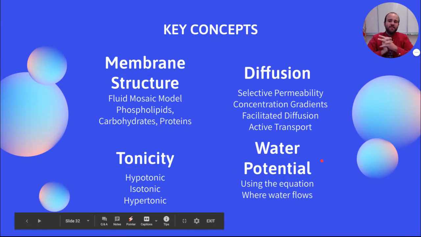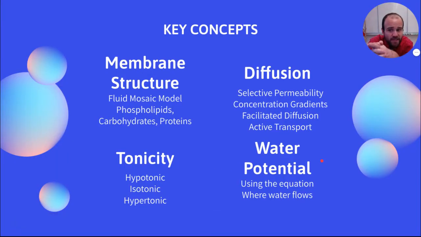So key concepts in this video: membrane structure, the fluid mosaic model, understanding phospholipids, and then the carbohydrates and proteins embedded in to give it its fluidity and the things it can do with cell-cell communication. Diffusion, remembering that it's a selectively permeable membrane. So that can create concentration gradients where there's more on one side than the other. And so how it gets across is either diffusion, passing through the membrane, facilitated diffusion, going from high to low concentration through a protein, or active transport, going from low to high concentration through a protein.